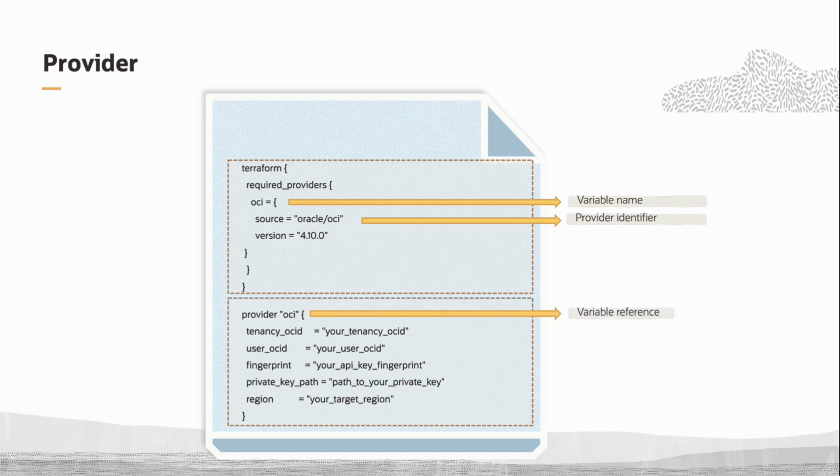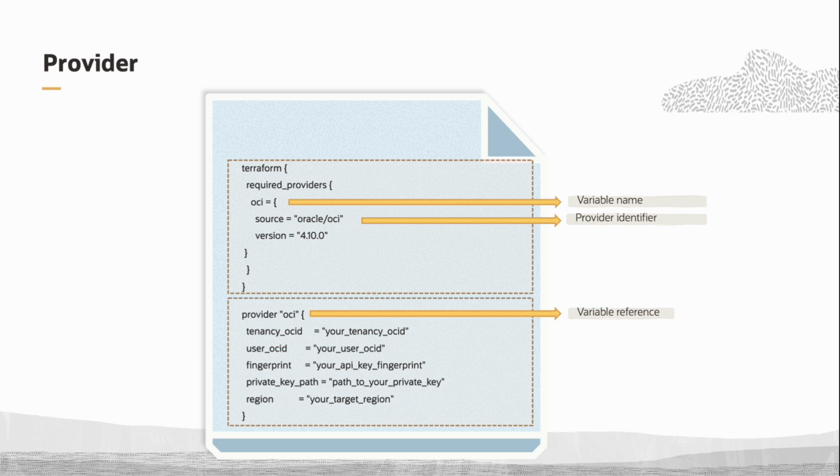Below that, we have the provider block. This block includes the authentication details and settings needed to connect to the provider. For the OCI provider, we need to specify the tenancy_ocid, user_ocid, fingerprint, and the private key path, along with the region.